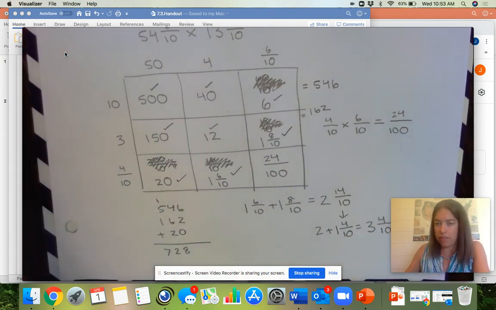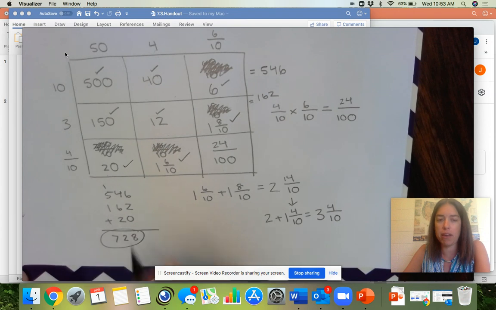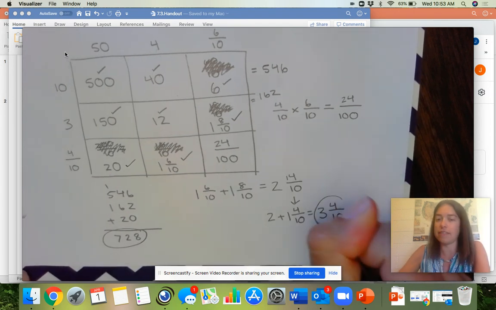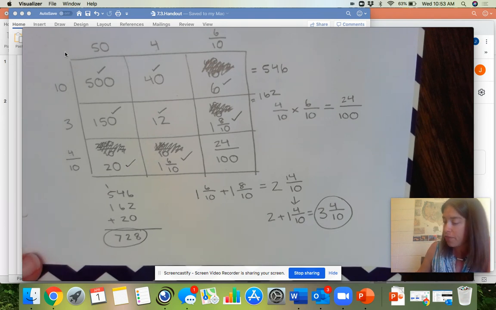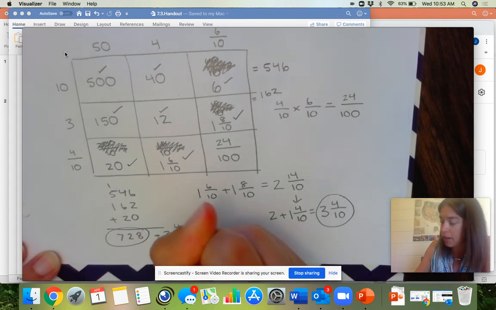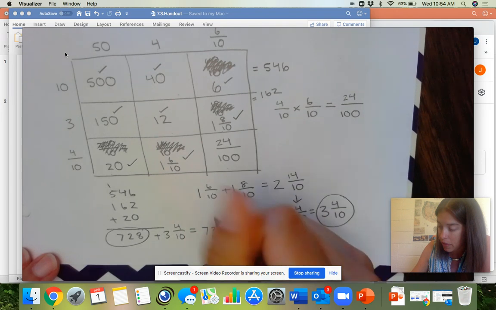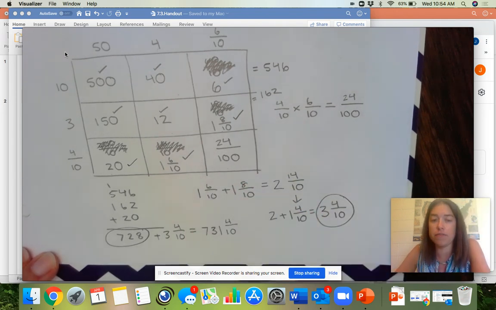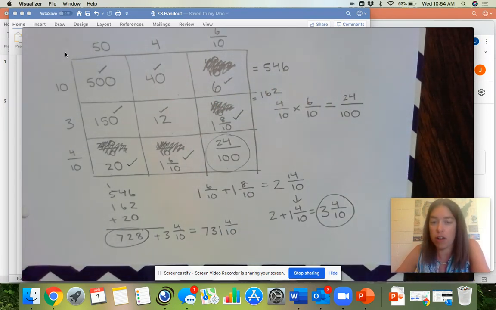Just move this over so everyone can see. All right. This is how much I got when I added my whole numbers. And this is how much I got when I added up my 1 and 6 tenths and 1 and 8 tenths. Let's go ahead and add those together. I know 728 plus 3 and 4 tenths is going to be 731 and 4 tenths. So I just need to add in this final piece of 24 hundredths.